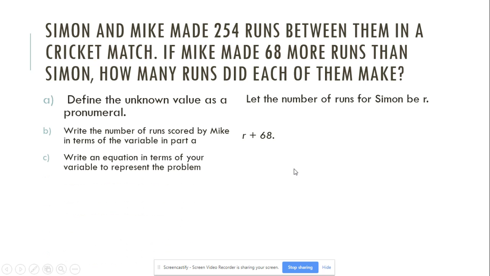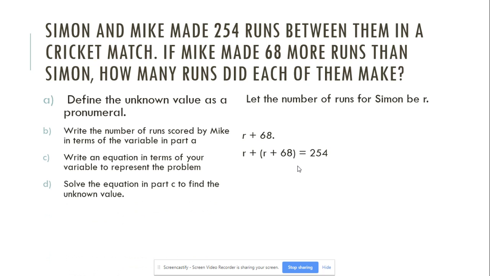And Mike made R, whatever Simon did, plus 68. So if we write that equation, we've got R, which is what we don't know, what Simon made. Mike made whatever Simon made plus 68. So we go R plus 68. And we know the total was 254. So now let's simplify that because we've got 2 R's there. So R plus R is 2R plus 68. And then we do this, take it away from there. And you're working out 2R is equal to 186, divided by 2. And you get R is 93.